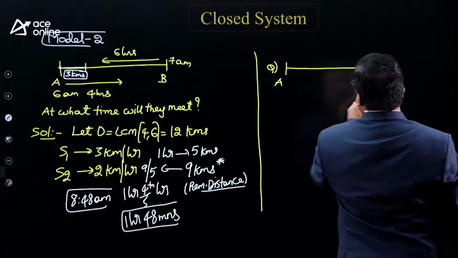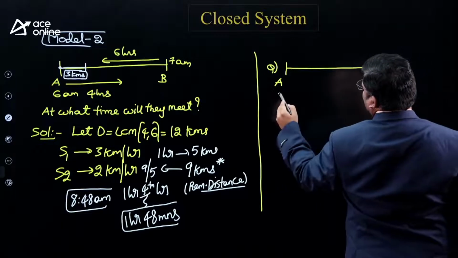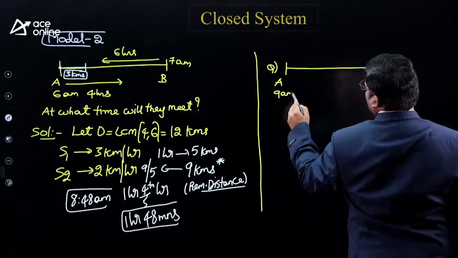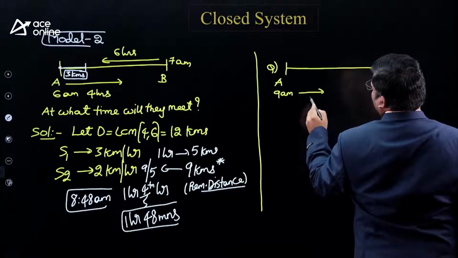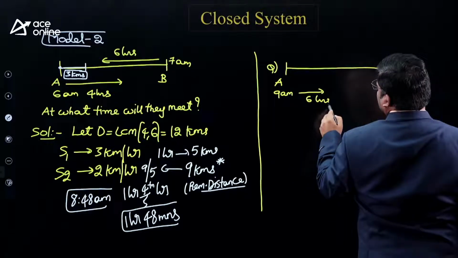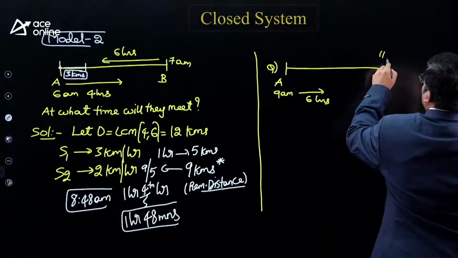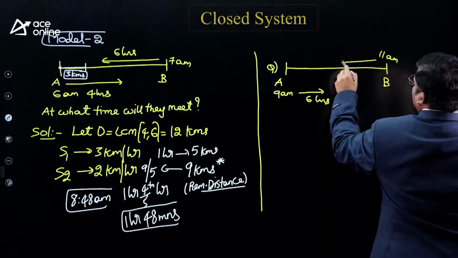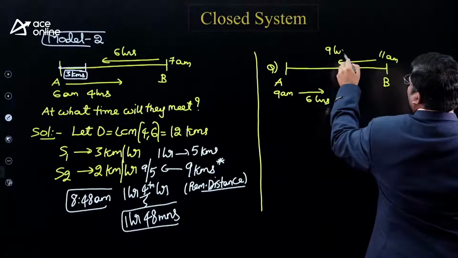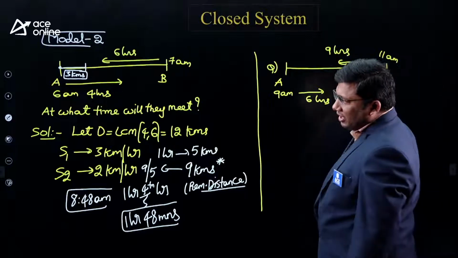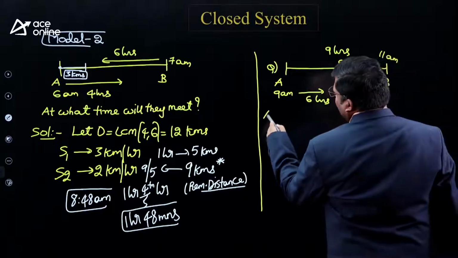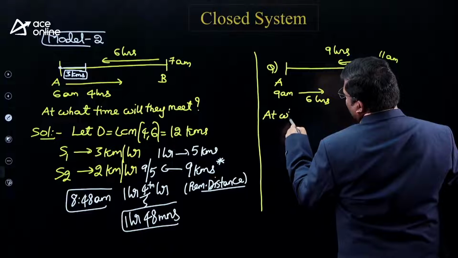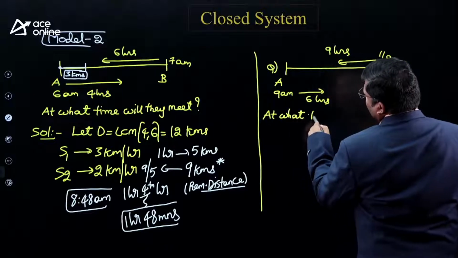This will be A and B. The first train started at 9 a.m. This will travel for 6 hours. The second train started at 11 a.m. This will travel for 9 hours. Are you all with me? 9 hours. Now, what we will do? At what time will they meet?